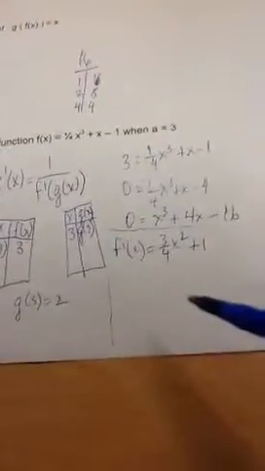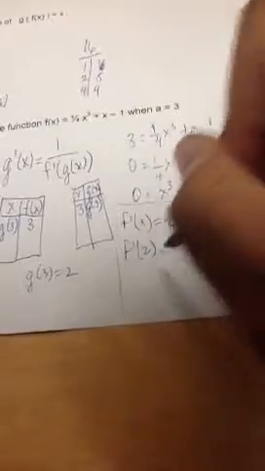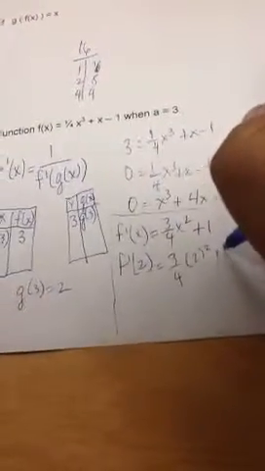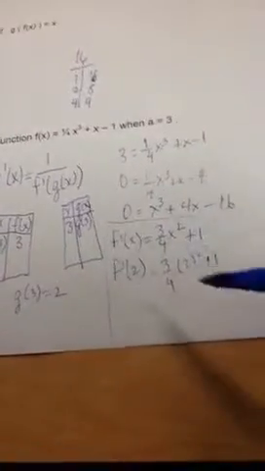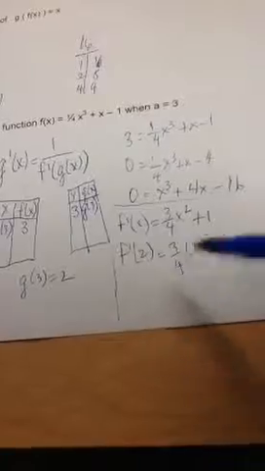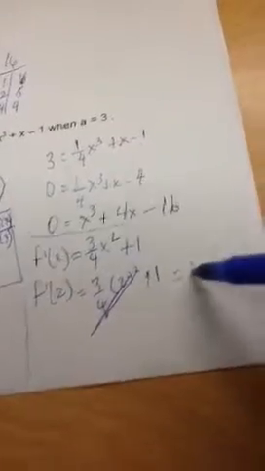So that's my derivative. So f prime of 2 is me just plugging in 2. So that's 3/4 times 2 squared plus 1. 2 squared is 4 divided by 4. That's basically going to cancel out. I'm left with 3. 3 plus 1 is 4.